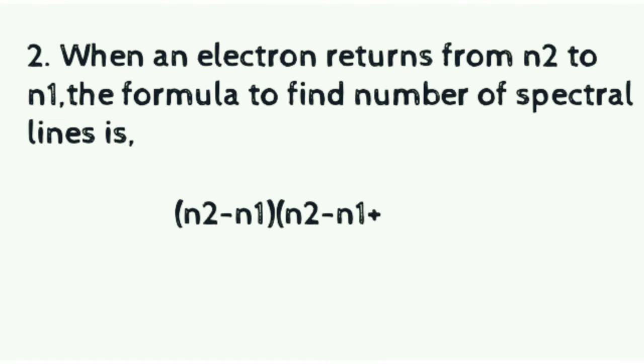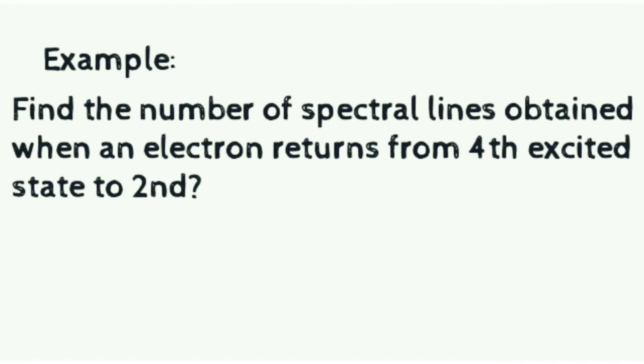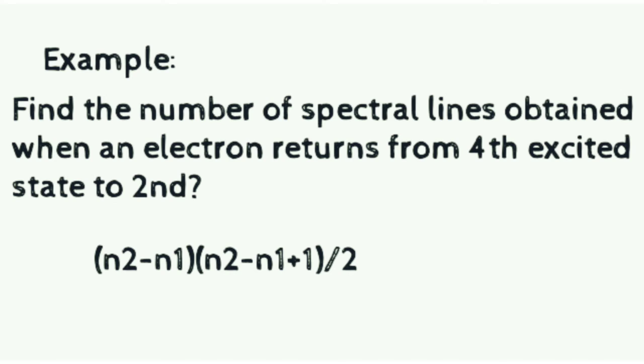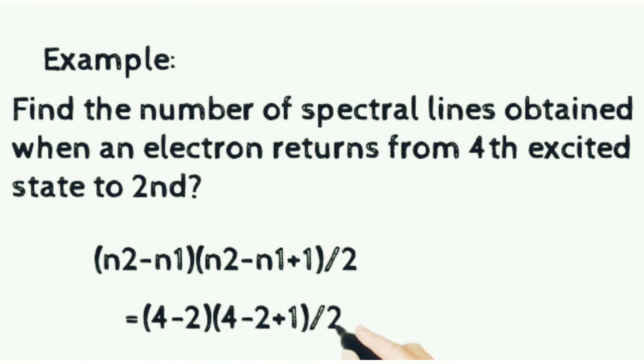The second one: when an electron returns from n2 to n1, the formula to find the number of spectral lines is n2 minus n1 into n2 minus n1 plus 1 divided by 2. Consider the example: find the number of spectral lines obtained when an electron returns from the 4th excited state to the 2nd excited state. Here n2 is 4 and n1 is 2. Using the formula, we get 4 minus 2 into 4 minus 2 plus 1 divided by 2, which equals 3.